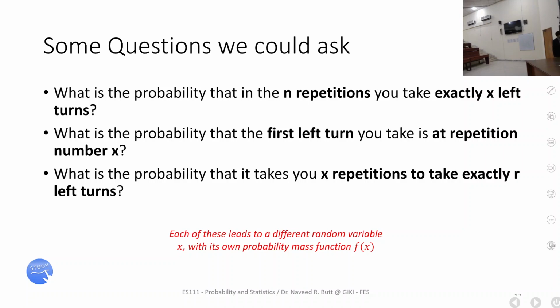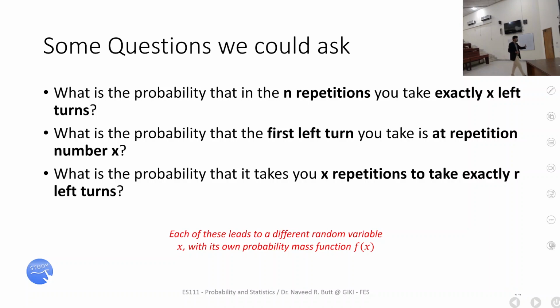What is the probability that the first left turn you take is at repetition number x? Now this example was just made to make things interesting, but in terms of picking this resistor from the pile, the question would be, what is the probability that if you take 10 resistors, exactly 6 of them are faulty? That's the first question in that case. Second question, what is the probability that the 6th one will work, the first 5 will be defective? That's the second question, right?